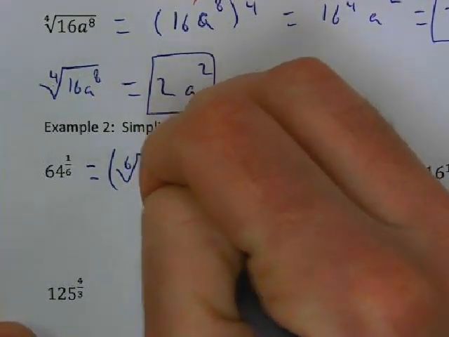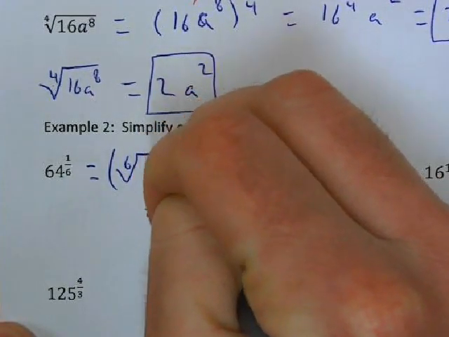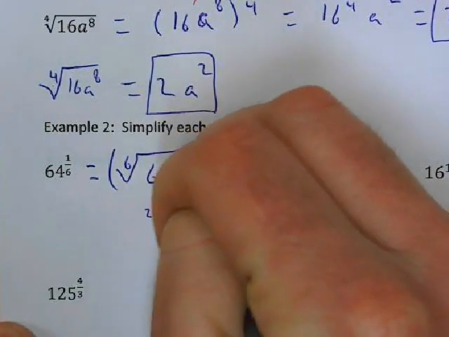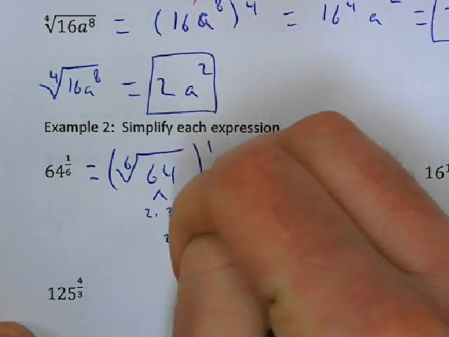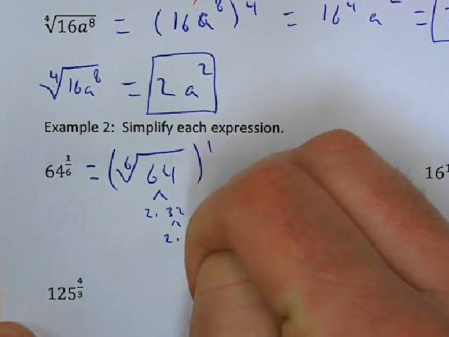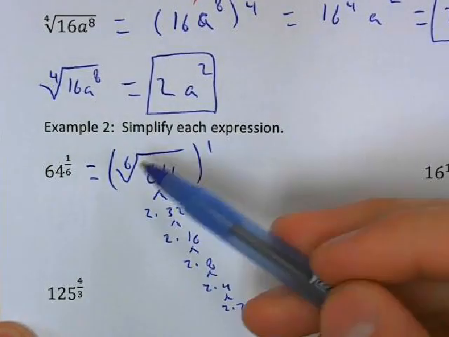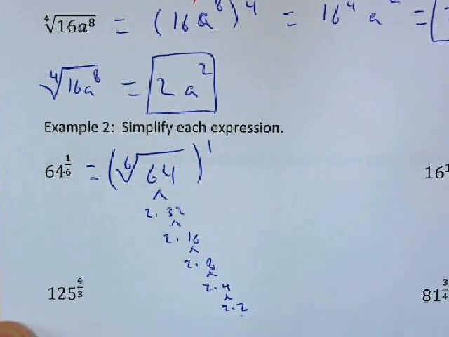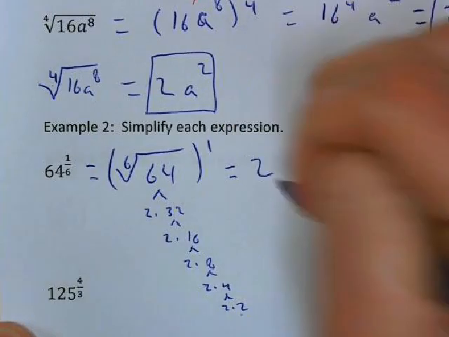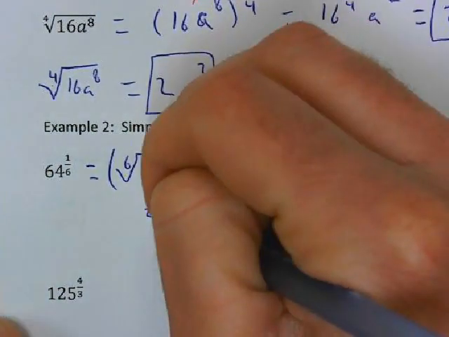But let's see, 64 is 2 times 32. 32 is 2 times 16. 16 is 2 times 8, which is 2 times 4, which is 2 times 2. So we've got 1, 2, 3, 4, 5, 6 2's, which is perfect because we need 6 of something to pull one out. So then I can take out a 2, and nothing's left over. So my answer is just 2.